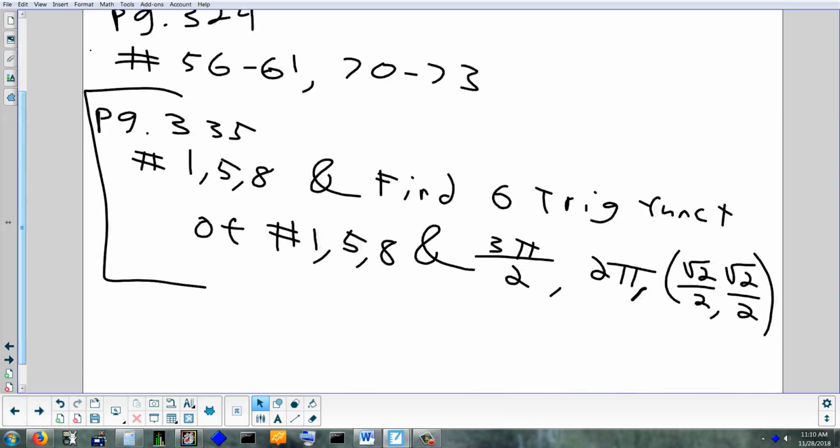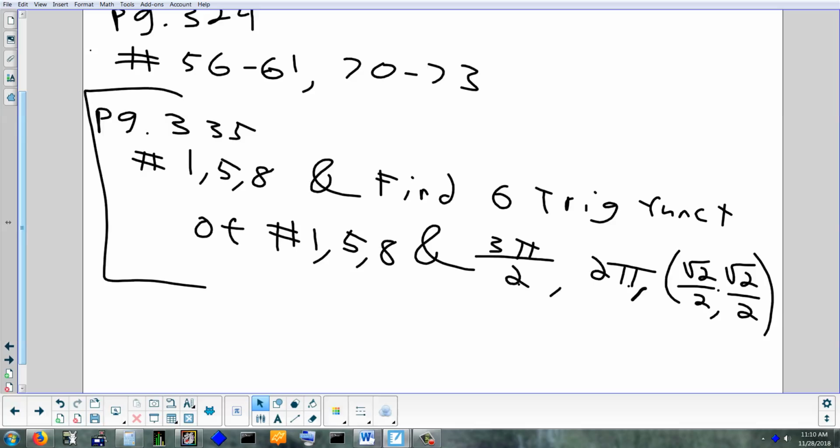They ask you in 1, 5, and 8 to just find the coordinate. That's all they ask you to do. So I'd like you to find the coordinate, but then after you find the coordinate, take it the next step and do the 6 trig functions. The sine, the cosine, the tangent, and do the 6 trig functions of those 3.